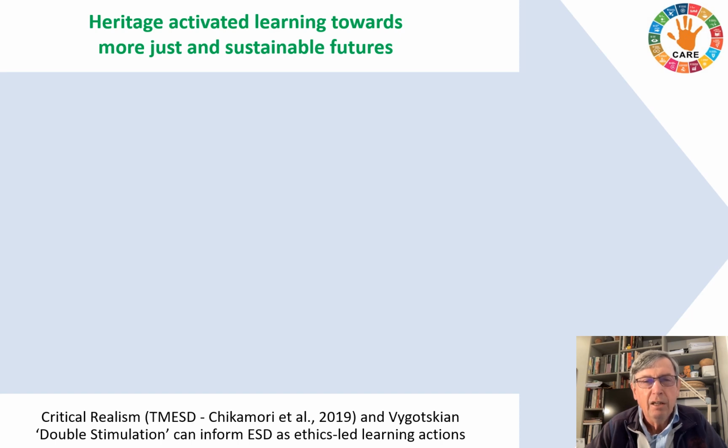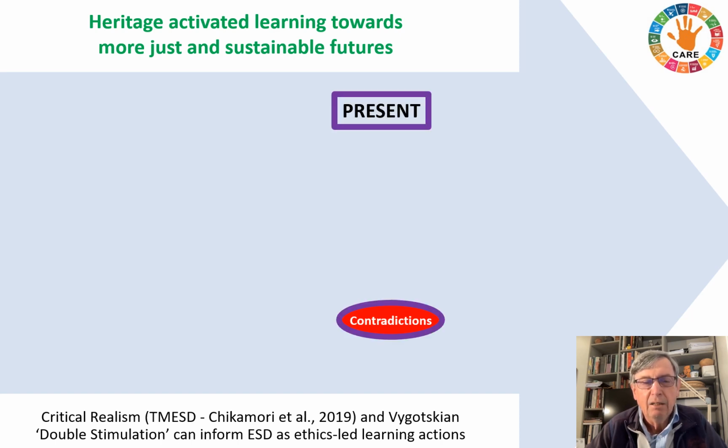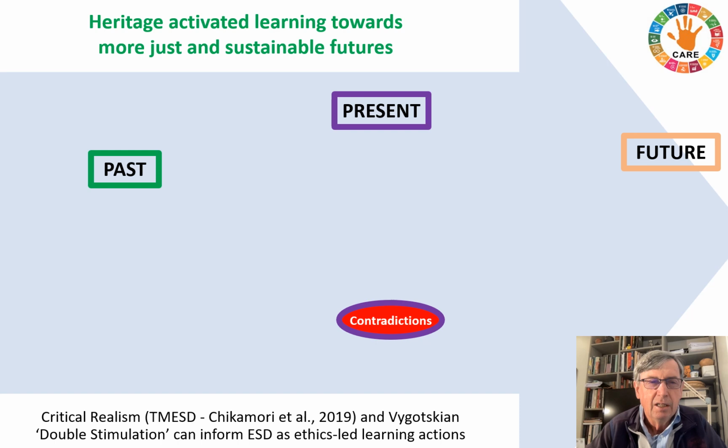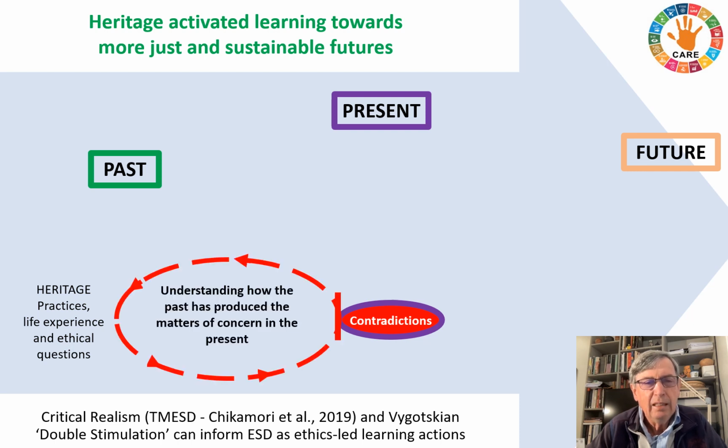Now, if we try to put this into a pedagogy for heritage-activated learning towards more just and sustainable futures, we can't just start in the present and look at a contradiction or a problem and then jump this into the future. This has been the pattern in Southern Africa because there's been an exclusion of heritage. There's been an exclusion of the past, and heritage practices, life experiences, and ethical questions are not very commonly found in curriculum settings. And if we look at understanding how the past has produced the matters of concern in the present, then we're able to understand the contradictions. And this came out of the work of Chikamori and Schudel.